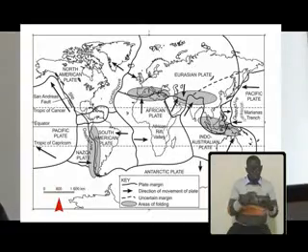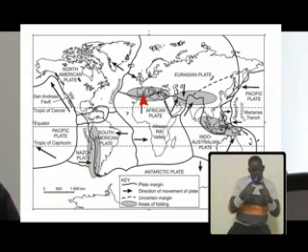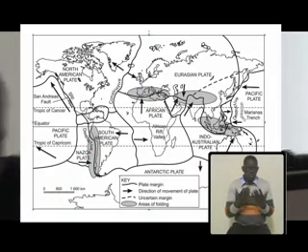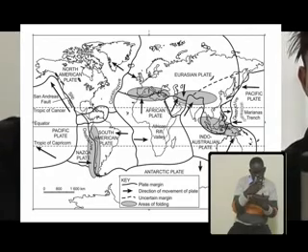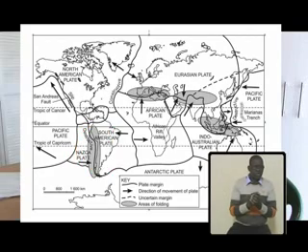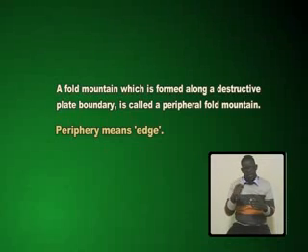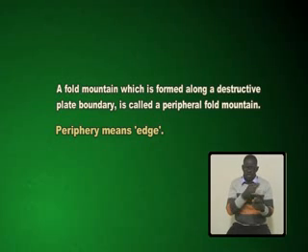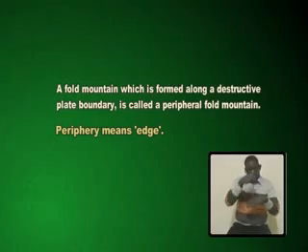The shaded areas on the map illustrate the distribution of some major fold mountains. Where do you see them? Some are found along destructive plate boundaries, where an oceanic plate collides with a continental plate. For example, the Andes Mountains there. They are formed where the Nazca plate collides with the South American plate. Yes, a fold mountain which is formed along a destructive plate boundary is called a peripheral fold mountain. Periphery means edge. As you can see, the Andes Mountains lie on the edge of the continent.